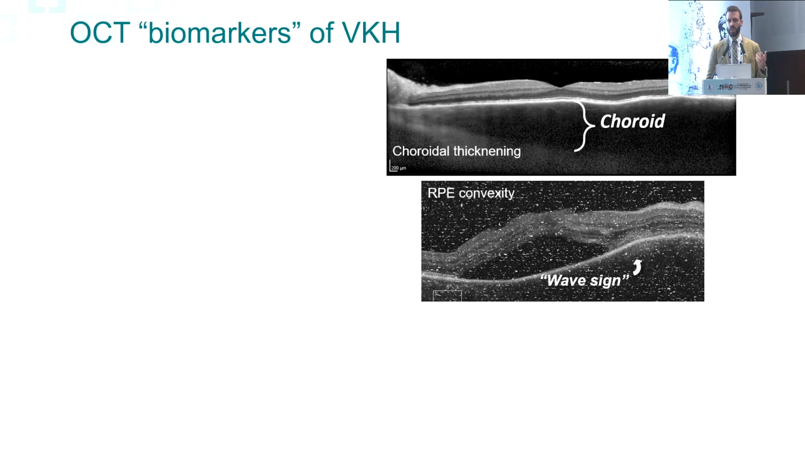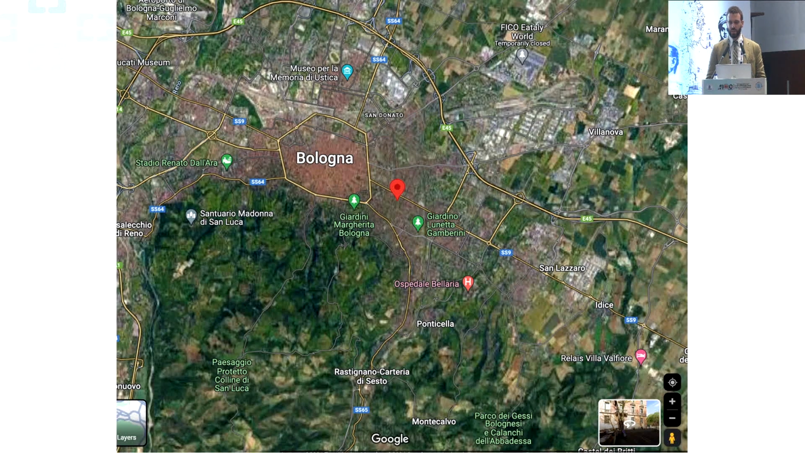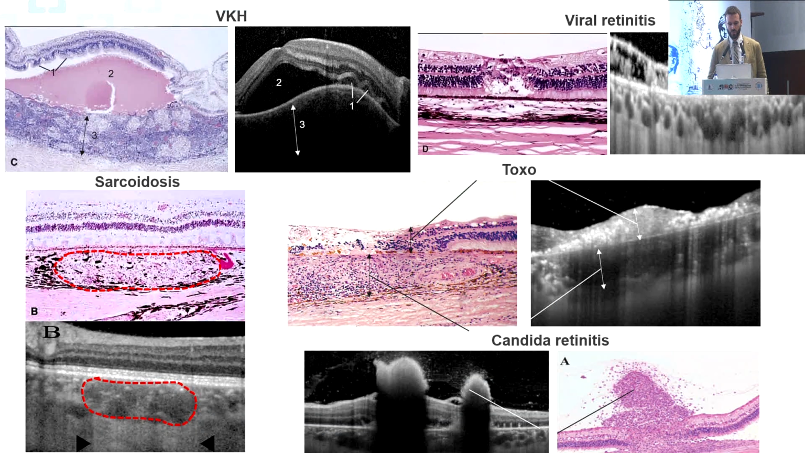And of course, we heard a lot about all the OCT signs of VKH, this choroid thickness, loss of the vasculature, and the undulation. Now you zoom in, you know I was born in Bologna. Now you get a clearer idea. You can see my hometown. So we are going smaller and smaller with OCT.